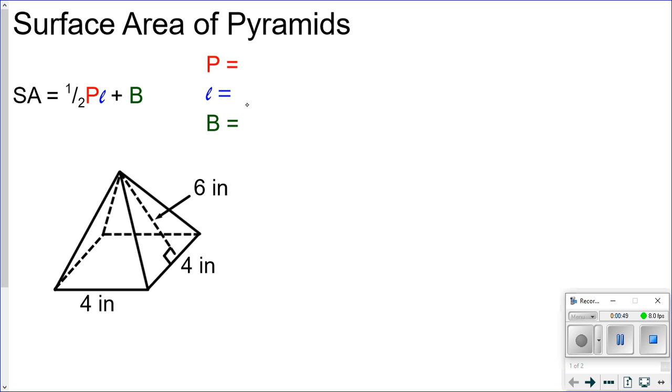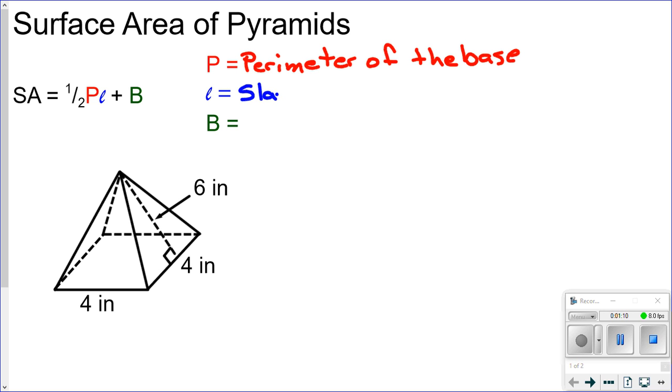So the P, just like with surface area of prisms, stands for the perimeter of the base. The L is kind of confusing. The L stands for what's called the slant height. Now don't ask me why they use an L. I don't know. I tell my students, well, they use an L because slant starts with an S. And they always say, well, what? Exactly. I don't know. And the B, I call this big B because it's different than lowercase b. Lowercase b means base. Big B means area of the base.